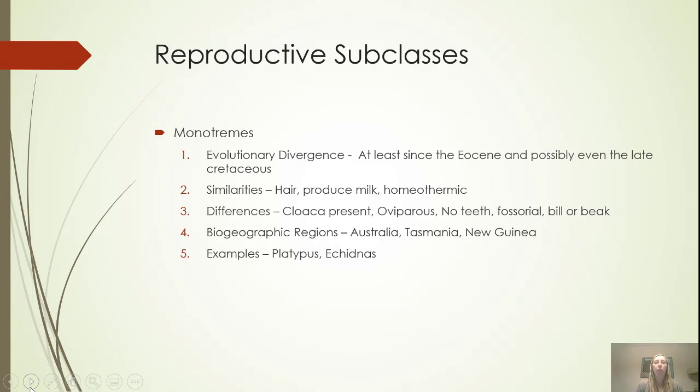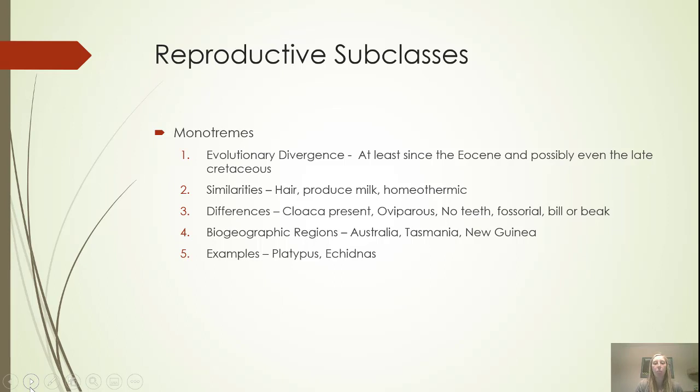There are three reproductive subclasses when it comes to mammals. These are divided based on how they reproduce. I'm going to start with the least common. This is the monotremes. These are very unique animals. This divergence happened at the Eocene and possibly even the late Cretaceous period.